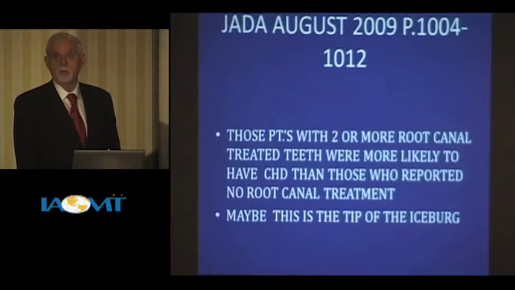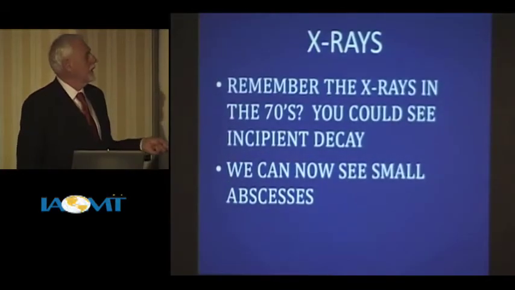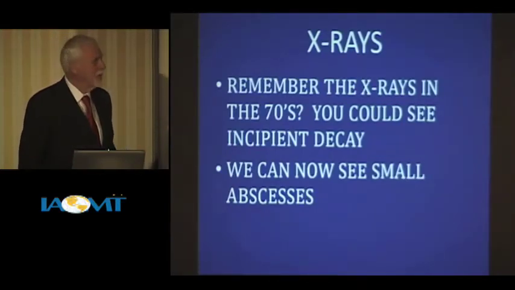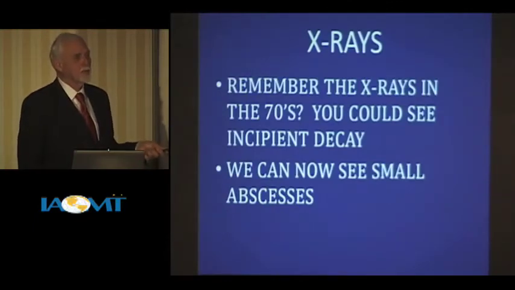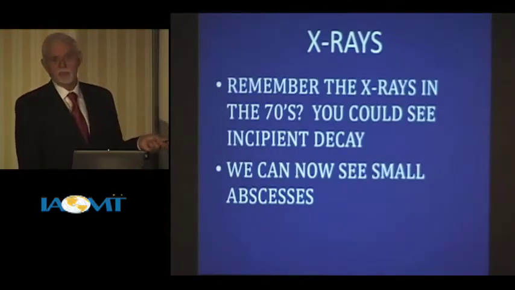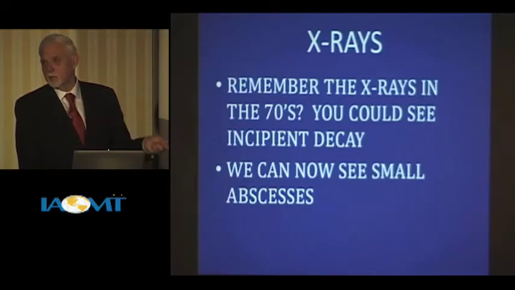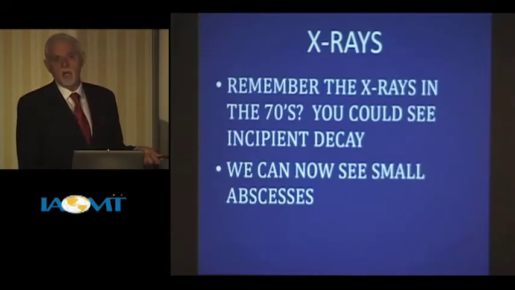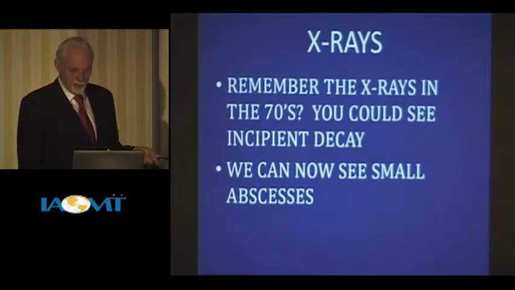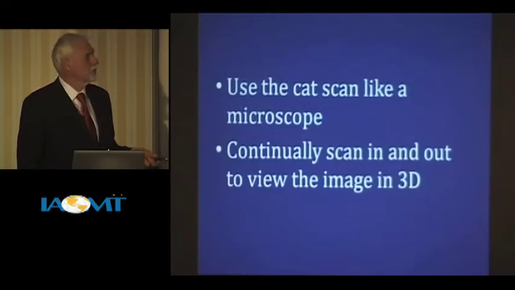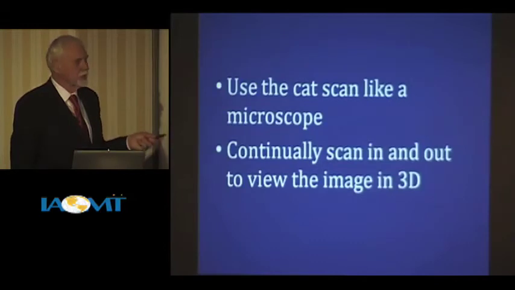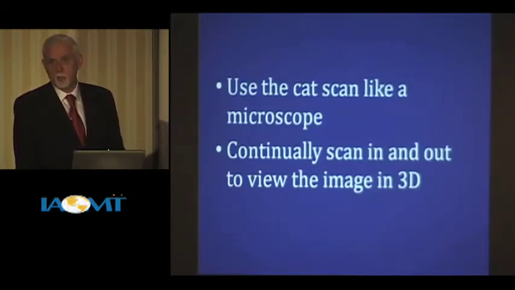That's pretty cool. So, x-rays, I'm old enough to remember back in the 70s we had the 70 kVp x-ray. My goodness, we could see incipient decay, and it was wonderful. But rightfully, we decided that we needed high-speed film, cut back the radiation, go digital, and it's not as easy to see things. But today, with a CAT scan, we can see small abscesses. Use the CAT scan like a microscope.